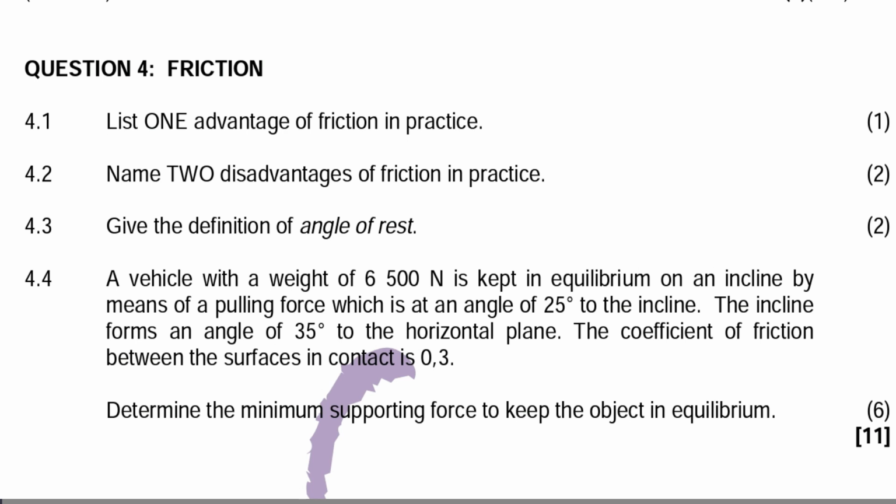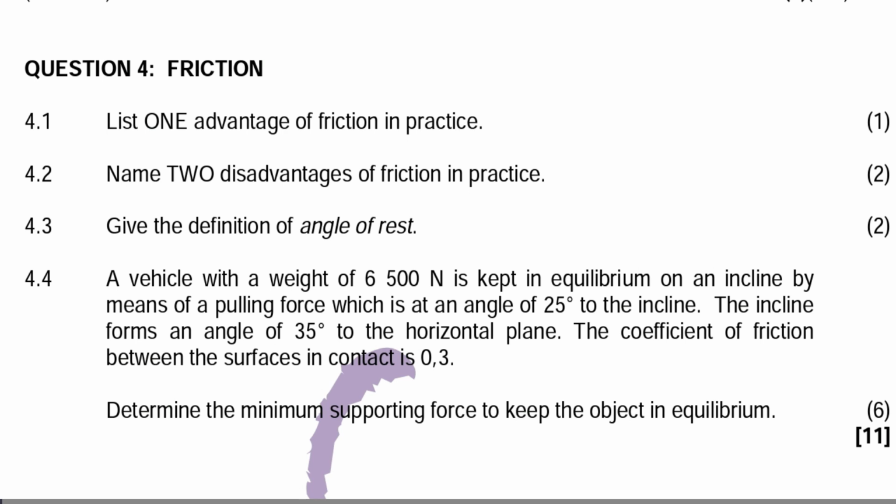That is the angle of the force as it is applied. The incline forms an angle of 35. That is the angle of the slope to the horizontal plane. And then the coefficient of friction is given as 0.3. They say determine the minimum supporting force to keep the object in equilibrium.